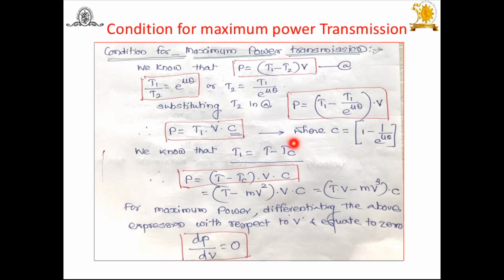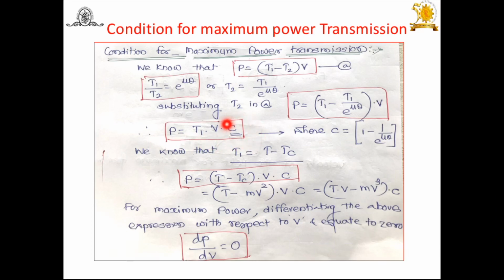Then another topic, condition for maximum power transmission. We know that the power transmitted by the belt is P equal to (T1 minus T2) into V. But what is the condition to transmit the maximum power by using a belt drive? The limiting tension ratio for flat belt drive is given by T1 by T2 equal to e raised to mu theta. Therefore, T2 is equal to T1 upon e raised to mu theta. We can substitute the value of T2 in this expression. Substituting this value, we get P equal to (T1 minus T1 upon e raised to mu theta) into V.